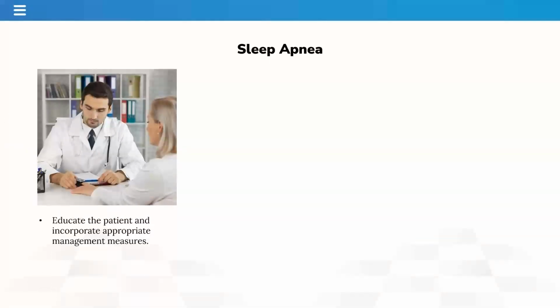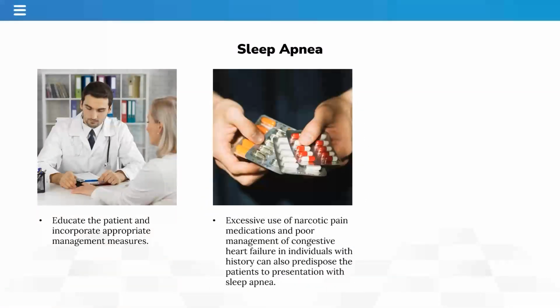Educate the patient and incorporate appropriate management measures. Management measures can include compliance with smoking cessation, losing a few extra pounds, avoiding outdoor environments during the allergen season, prophylactic intake of recommended antihistamines to prevent activation of allergies during seasonal change, and limiting alcohol intake, as applicable. Excessive use of narcotic pain medications and poor management of congestive heart failure in individuals with history can also predispose the patients to presentation with sleep apnea.